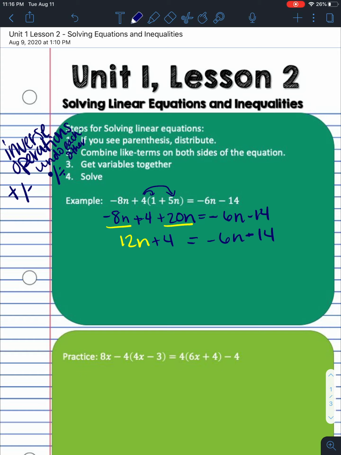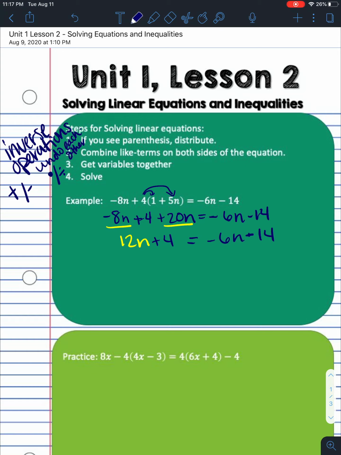Okay, so inverse operations undo each other. Subtraction undoes addition, addition undoes subtraction. Multiplication undoes division, division undoes multiplication. So when we're moving across an equal sign, we're going to use the inverse operation. I'm going to expect y'all to remember that term, inverse operations, okay?